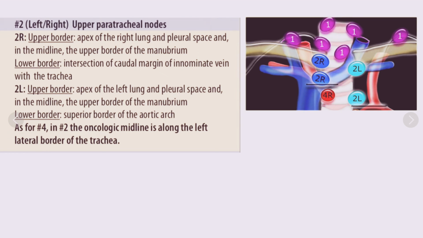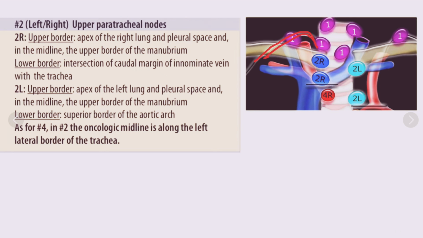We call them upper paratracheal nodes. They could be either right or left. On the right side, the upper border is defined by the apex of the lung and the pleural space. So bilaterally there is the apex of the lung and pleural space, and in the midline the upper border of the manubrium defines the upper border of the upper paratracheal nodes.